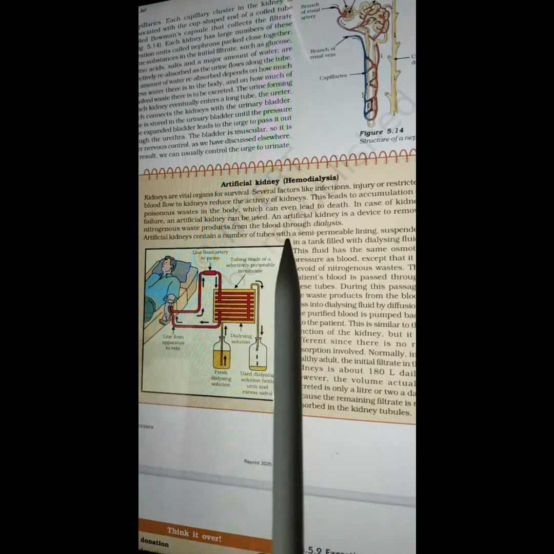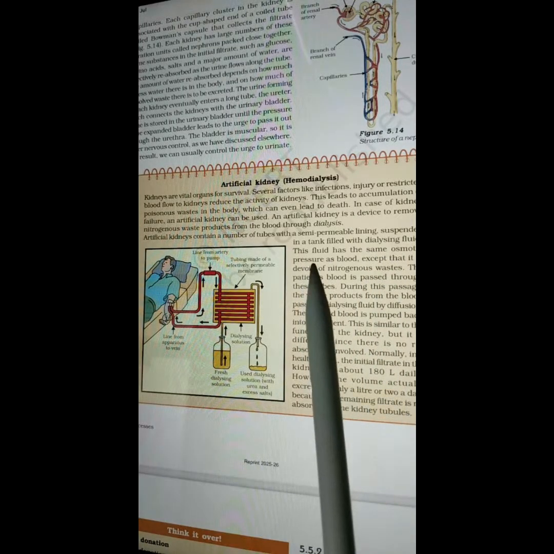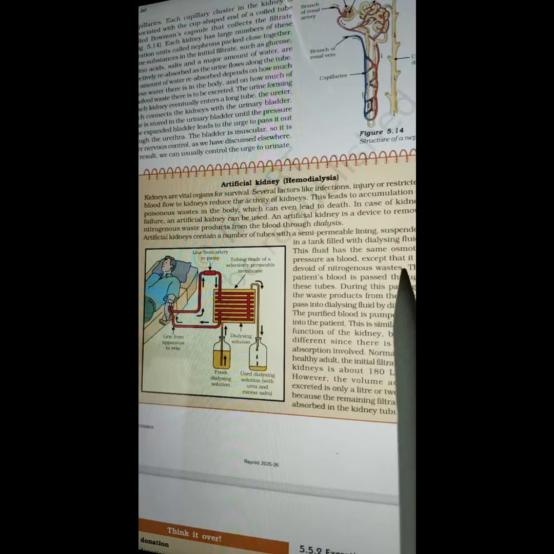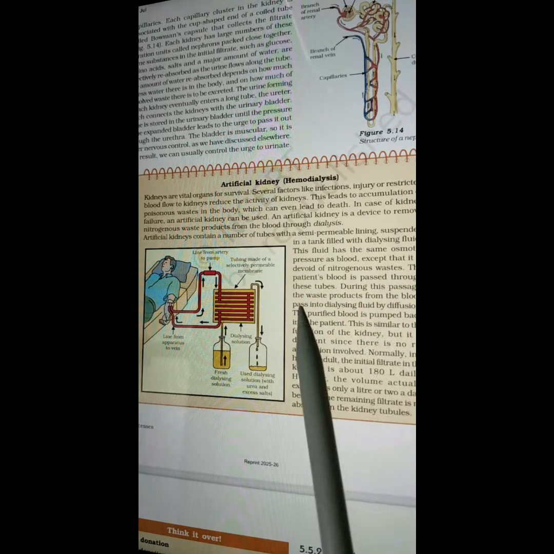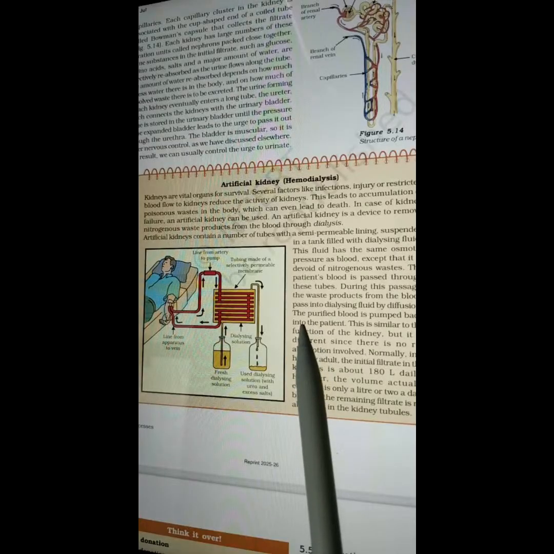In case of kidney failure, an artificial kidney can be used. An artificial kidney is a device to remove nitrogenous waste products from the blood through dialysis. Artificial kidneys contain a number of tubes with a semi-permeable lining suspended in a tank filled with dialyzing fluid. This fluid has the same osmotic pressure as blood except that it is devoid of nitrogenous waste. The patient's blood is passed through these tubes. During this passage, the waste products from the blood pass into the dialyzing fluid by diffusion. The purified blood is pumped back into the patient.